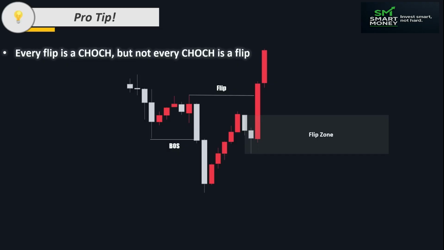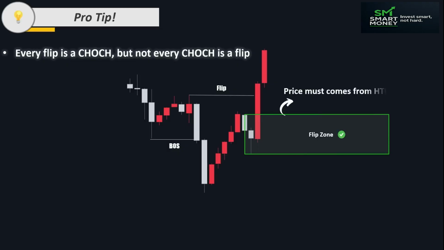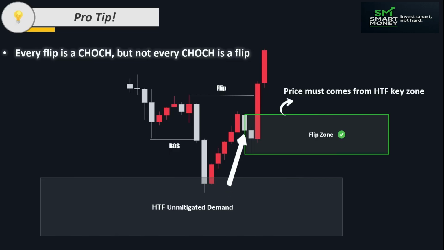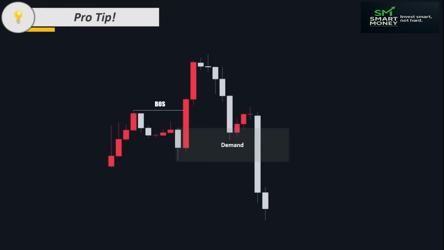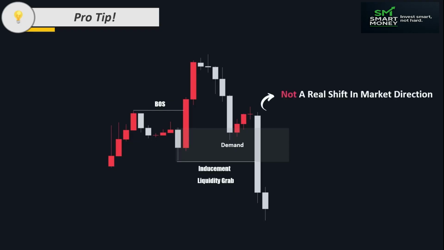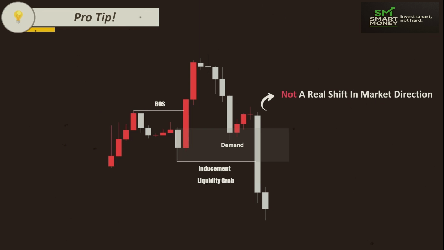For a flip to be considered valid, the price must first mitigate and reject a higher time frame key zone. This rejection shifts market sentiment and sets the stage for a true directional flip. If price does not mitigate a supply or demand zone and instead creates a flip pattern in the middle of nowhere, it's probably just an inducement, a liquidity grab, or a normal retracement, not a real shift in market direction. And patterns like that must not be treated as valid flips.